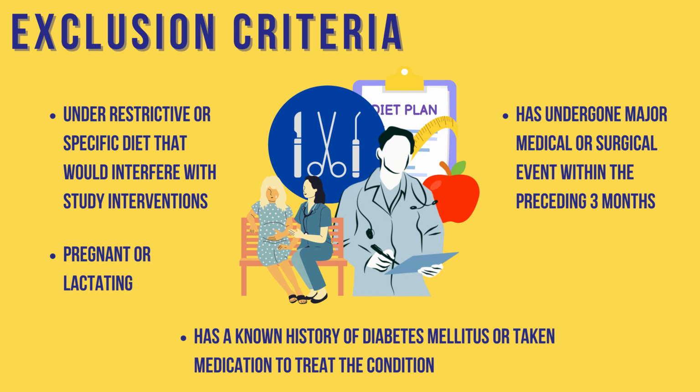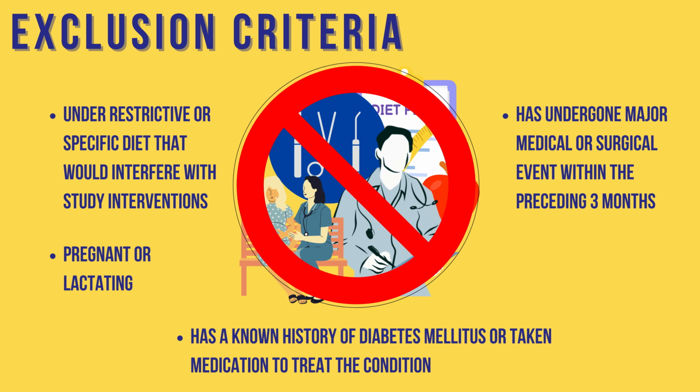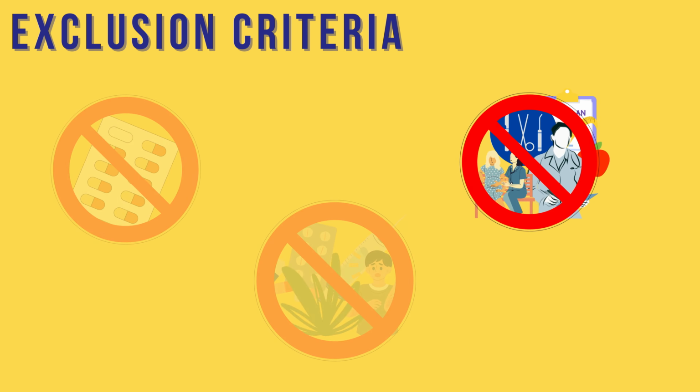5. Is under restrictive or specific diet that would interfere with study interventions. 6. She is pregnant or lactating. 7. She has a known history of diabetes mellitus or taken medication to treat the condition. 8. Has undergone major medical or surgical event within the preceding 3 months.